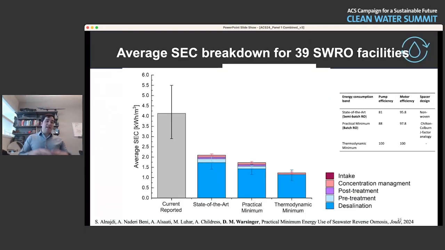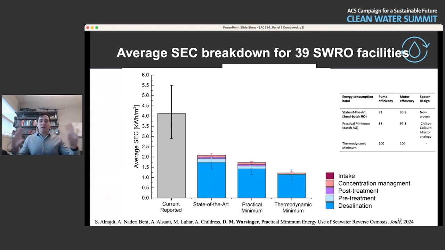So we compared the state of the art, looking at all the desal plants we can find on DesalData, and seeing which ones had enough information to actually calculate their total energy. There are about 39 different plants together, and we got a sense of the current reported energy demands of seawater desalination facilities, aka SWRO facilities. And this is the current reported here. Then we looked at the state of the art. This includes looking at semi-batch reverse osmosis, or closed circuit desalination as it's called, which I just described.